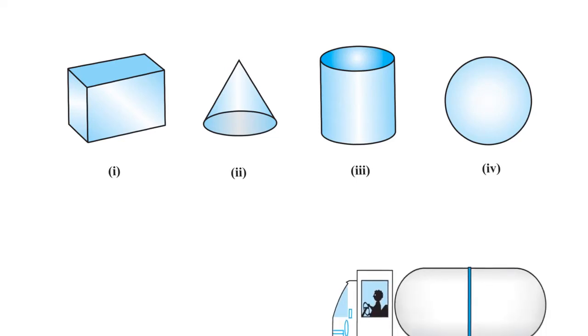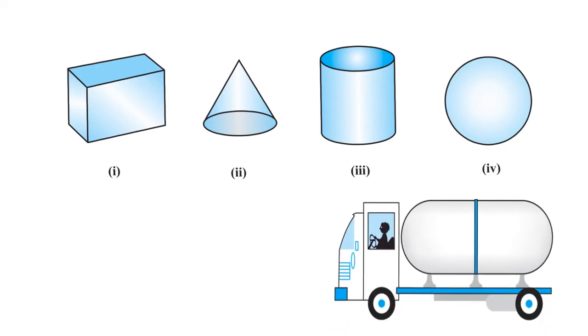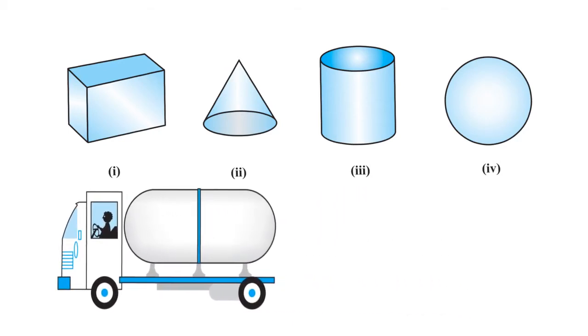You must have seen a truck with a container fitted on its back, something like this, carrying oil or water from one place to another. Is it in the shape of any of the four basic solids you see over here? You may guess that it is made up of a cylinder with two hemispheres at its ends.